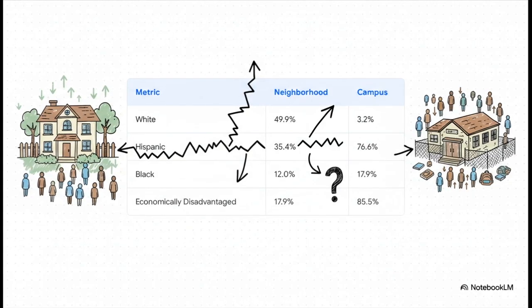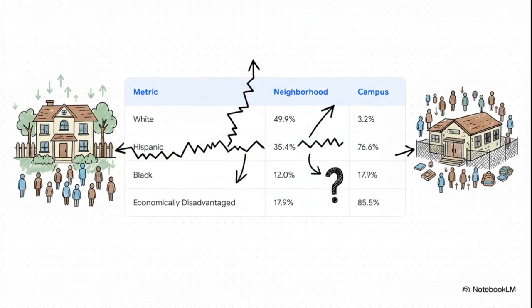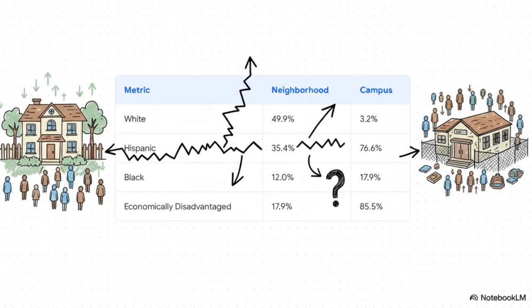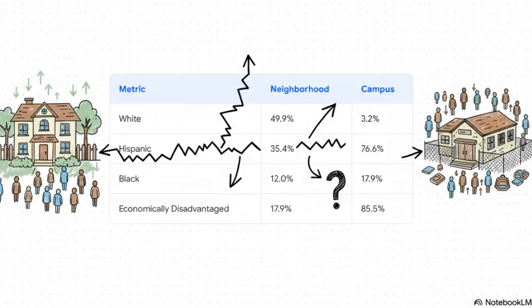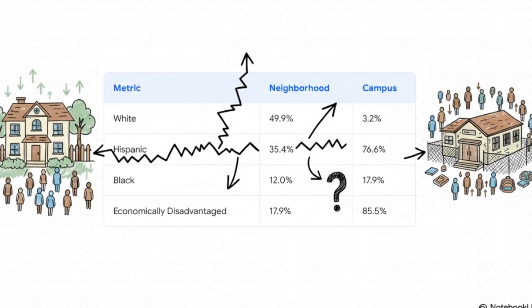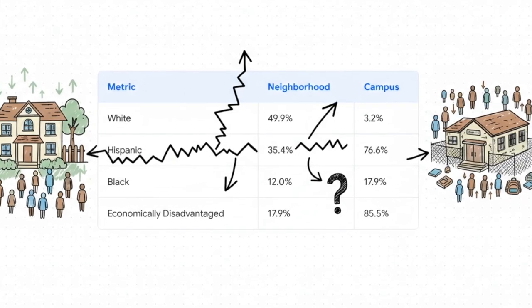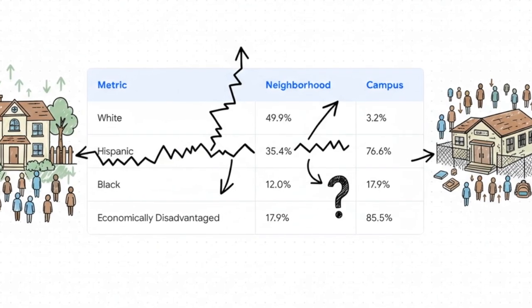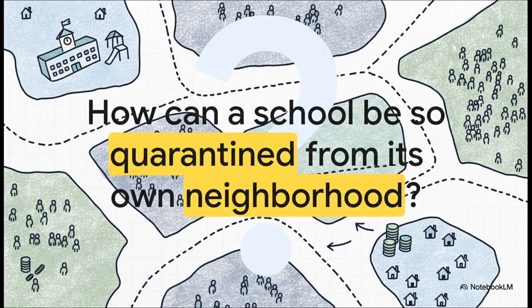The neighborhood right around our school is almost 50% white and relatively affluent. Less than 18% of residents are economically disadvantaged. But inside Eastside, only about 3% of students are white, while roughly 85% are economically disadvantaged. It is as if the school and its own neighborhood are living in two different worlds. So how can a school sit right here in this neighborhood and still be quarantined from it, demographically and economically? The answer is not in the classrooms. It is in the lines Austin ISD drew on a map.